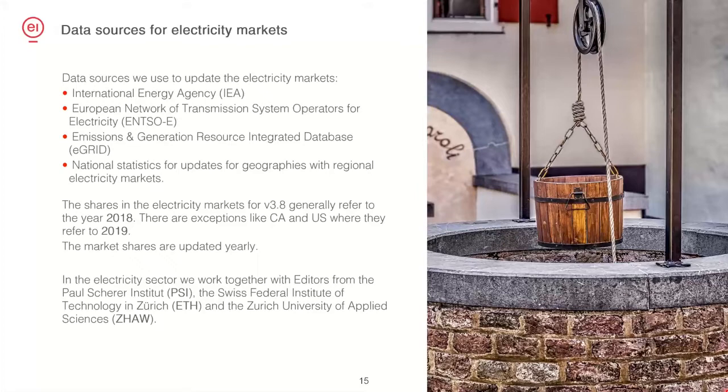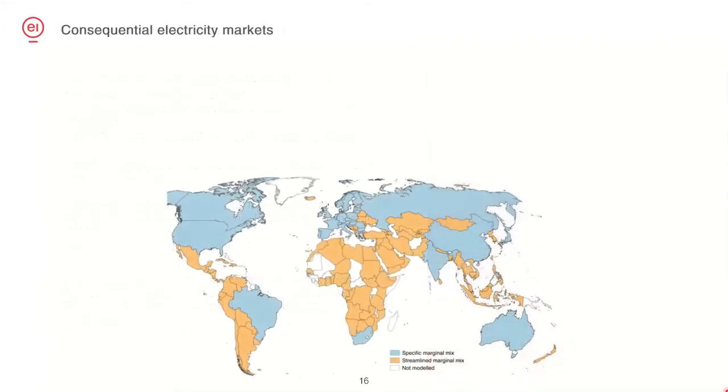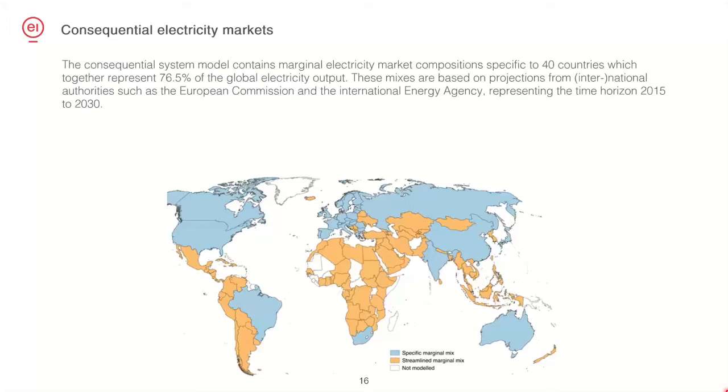I also have to say that the update of the electricity markets happens in the attributional system models. For the consequential system model, we have a slightly different setup. In the consequential system models, we use marginal electricity mixes, and they are based on projections from the International Energy Agency, and they represent the years 2015 to 2030. There are 14 specific marginal electricity mixes that are based on these projections, here shown in blue.